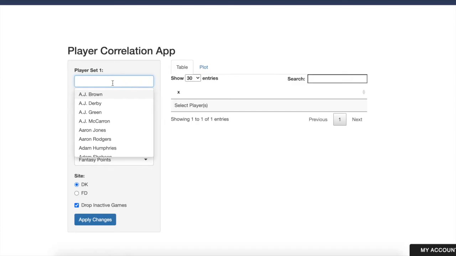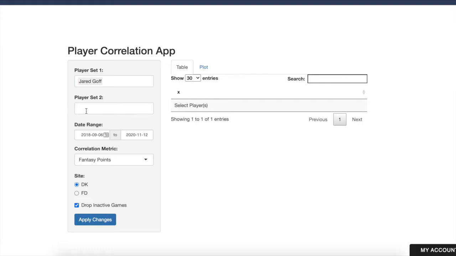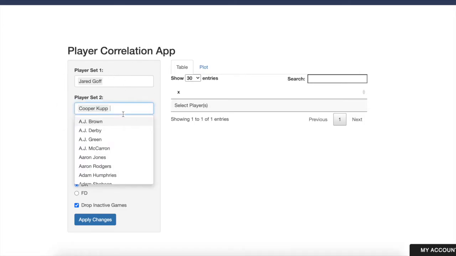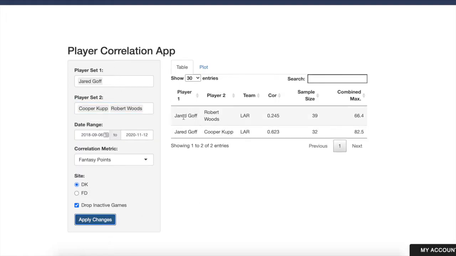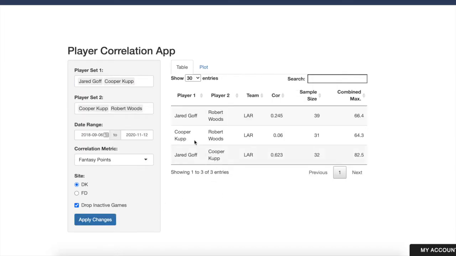So for example, if we wanted to look at correlation between Jared Goff and Cooper Kupp, we could do that. We could type them in player set 1, player set 2, and you can type in multiple players here. So you can type in like Robert Woods, apply changes, and you'll get the correlation between player set 1, Jared Goff, and all players within player set 2, Robert Woods. You could even add Cooper Kupp to player set 1, and then you would get correlations between Jared Goff and Robert Woods right here. You get correlations between Cooper Kupp and Robert Woods, and then correlations between Goff and Kupp.